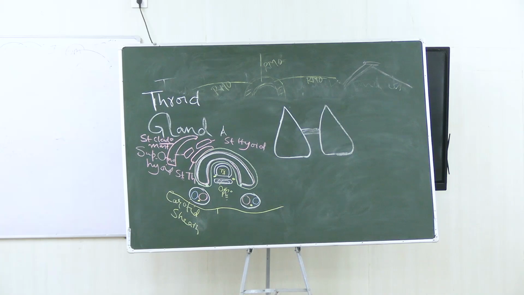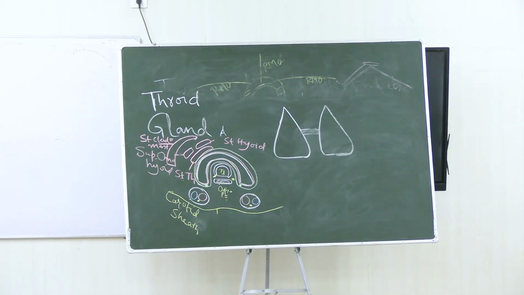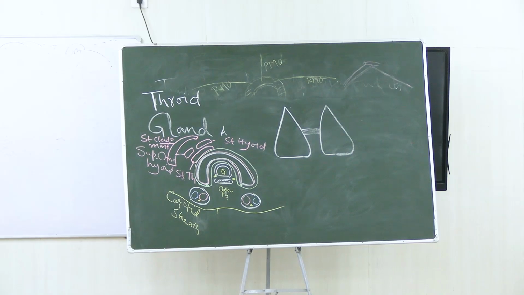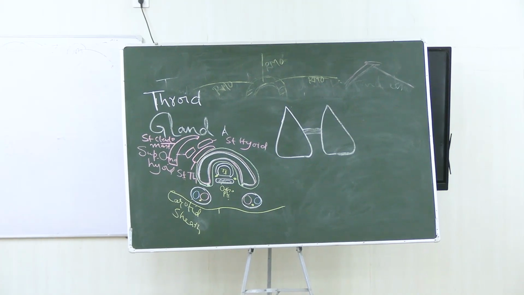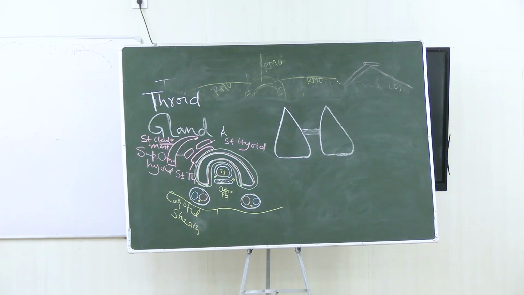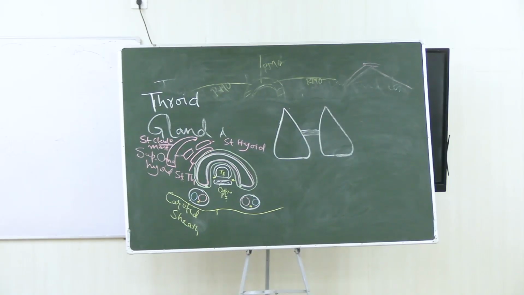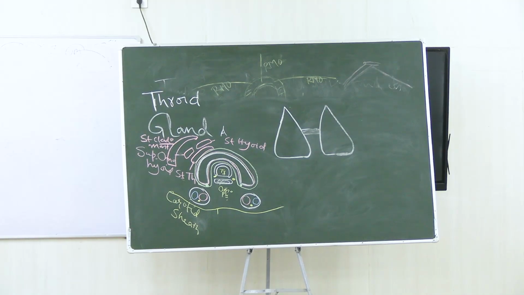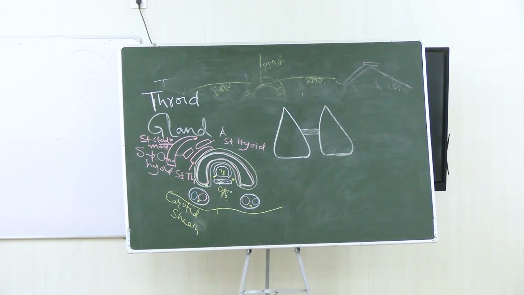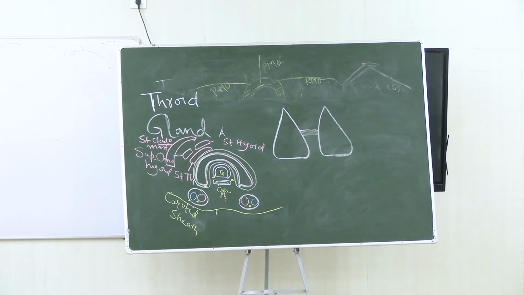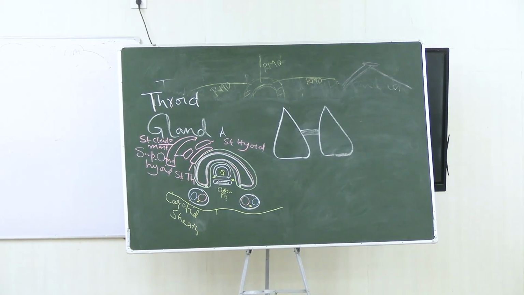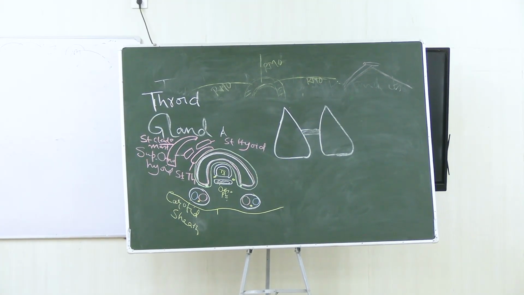And another important nerve lies within the groove between the esophagus and trachea. What is the name of the nerve which lies in the groove between the trachea and esophagus? Recurrent laryngeal nerve. This recurrent laryngeal nerve also supplies the thyroid gland.